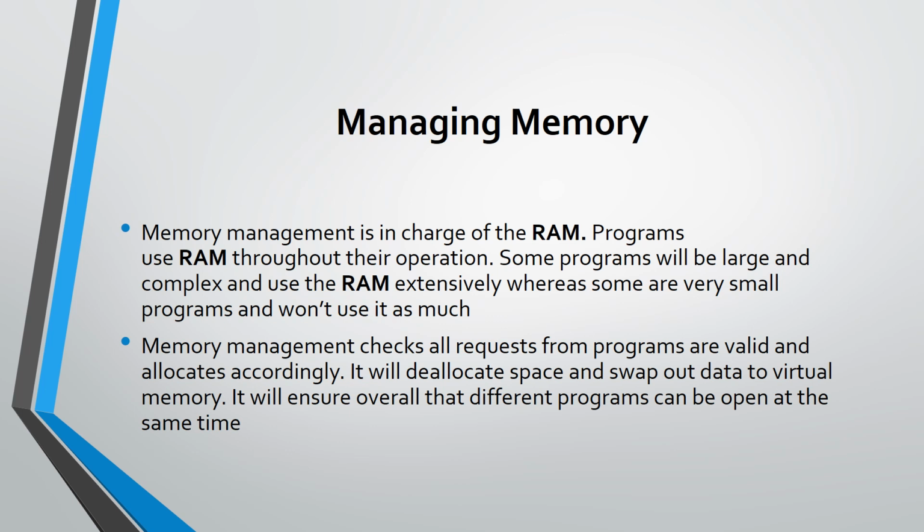Some programs will be large and complex and use the RAM extensively, whereas some are very small programs and won't use it as much. So the memory manager is going to check that all the requests from programs are valid and allocate accordingly. It will deallocate space and swap out data to virtual memory. It will ensure overall that different programs can be open at the same time and can work effectively. This whole process is done by the operating system using memory management.